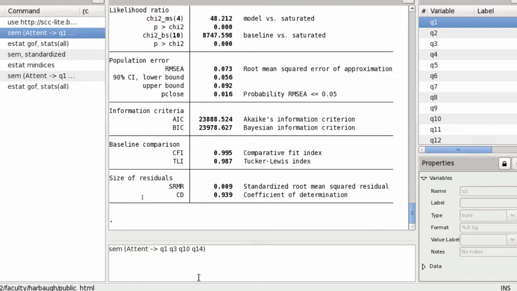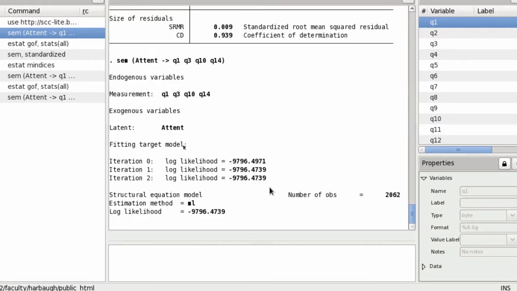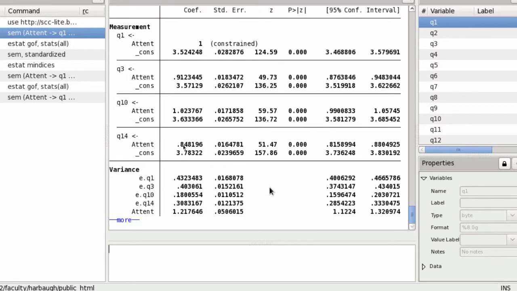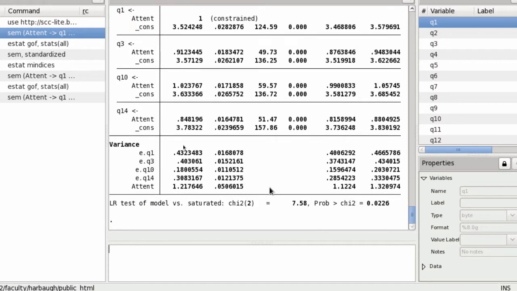So notice I just took my SEM code, and I just deleted the Q3. And when I run this one, look at this one. I'm only going to focus on my chi-square here. My chi-square is 7.58, and my p-value is 0.0226. Now, I only have 2 degrees of freedom.